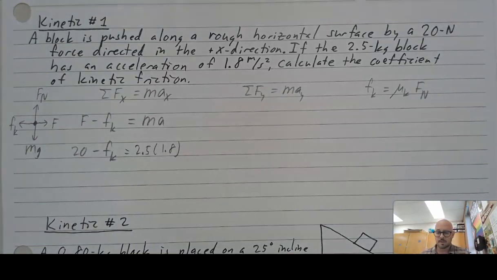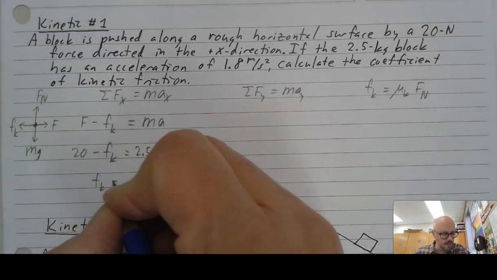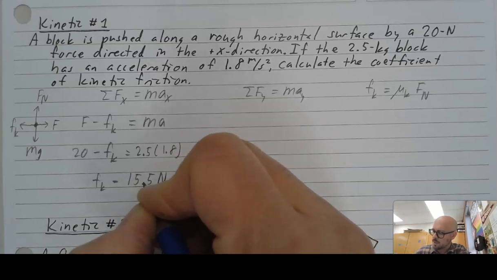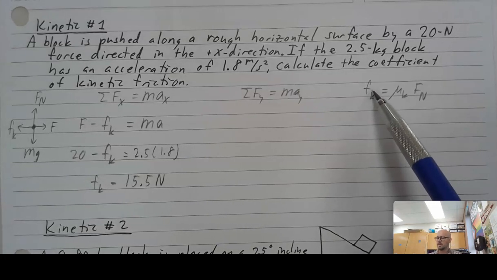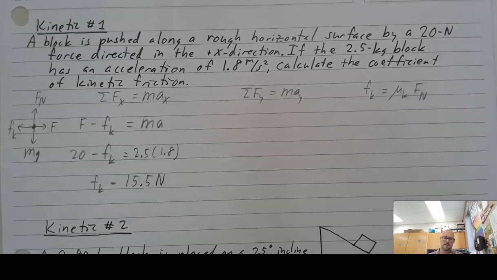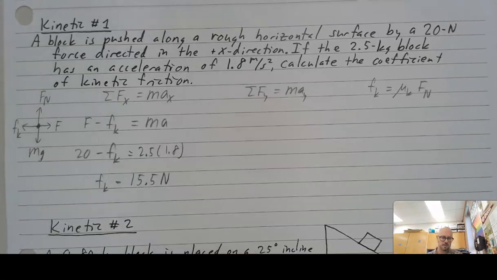As it turns out, I can actually solve this equation, and when I do that, I get a kinetic friction force of 15.5 newtons. So that's really useful. That's like half the battle. I have now the force of kinetic friction. If I can find the normal force, then I can calculate the coefficient of kinetic friction. So this is a fairly simple problem because it starts out with everything you need to find the friction force in the direction of acceleration.